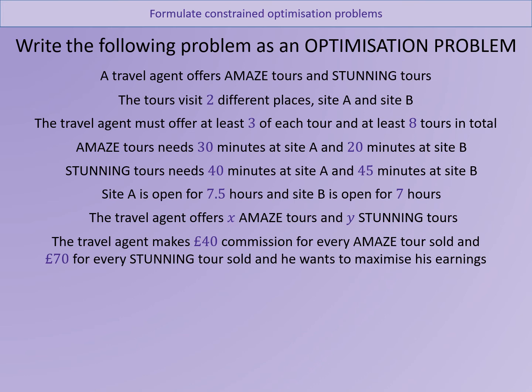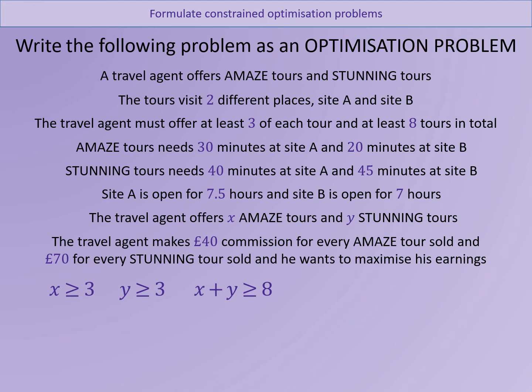So the first constraints are that the travel agent must offer at least 3 of each tour. So X needs to be greater than or equal to 3, and Y needs to be greater than or equal to 3. The number of tours in total needs to be at least 8. This means that X plus Y needs to be greater than or equal to 8.